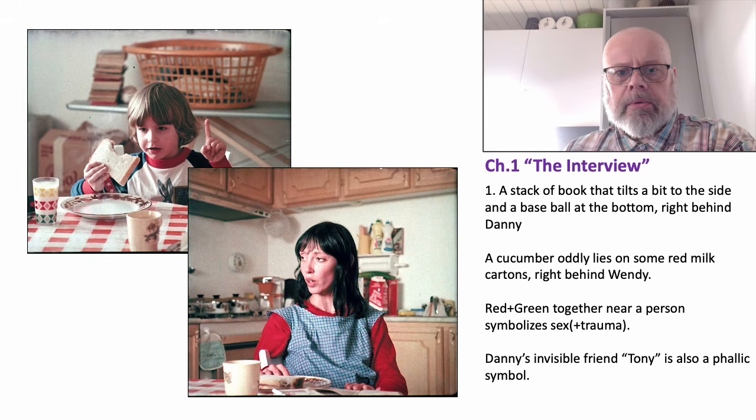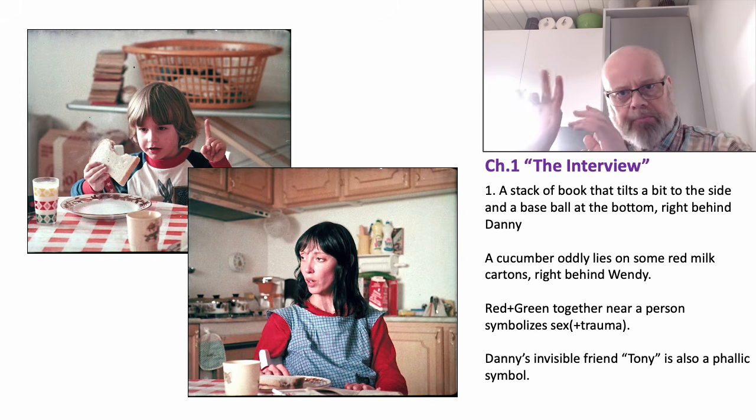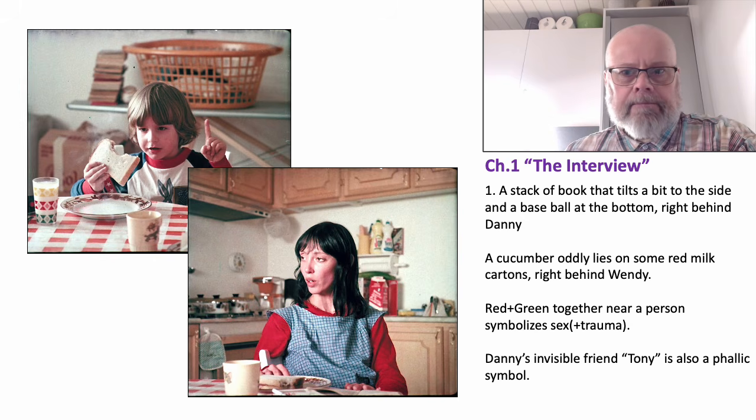A stack of books that tilts a bit to the side and a baseball at the bottom, right behind Danny. And then there's a cucumber that oddly lies on some red milk cartons behind Wendy, almost connected to her head, right? So the red and green together, as I mentioned before, symbolizes sex and trauma combined. And Danny's invisible friend Tony is also a kind of phallic symbol, right? In Wendy's world, she's just projecting it onto her ghosts.